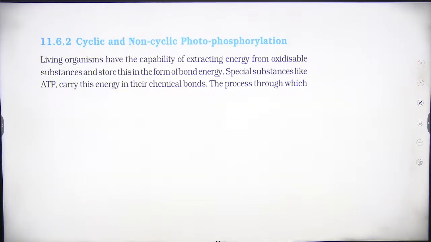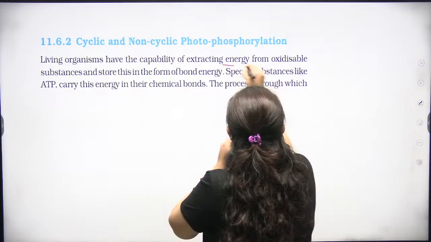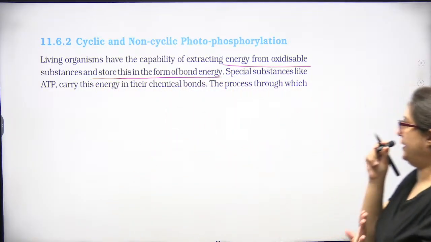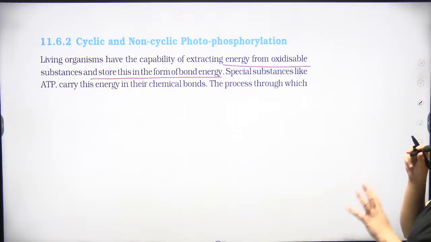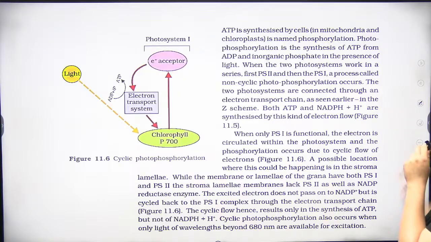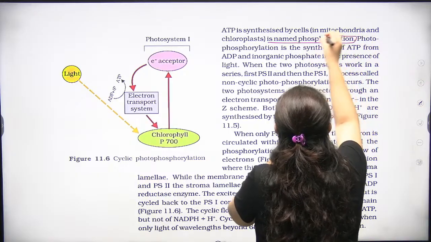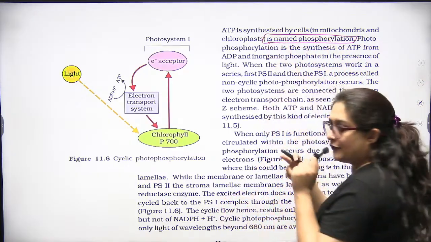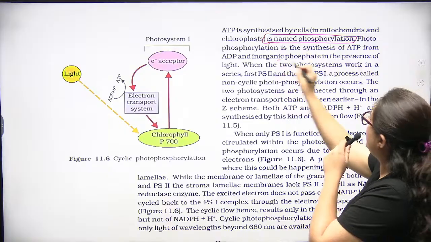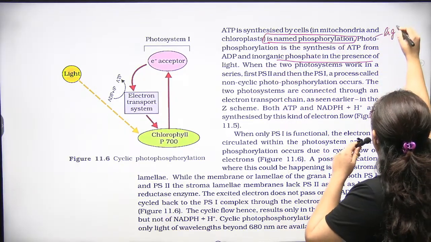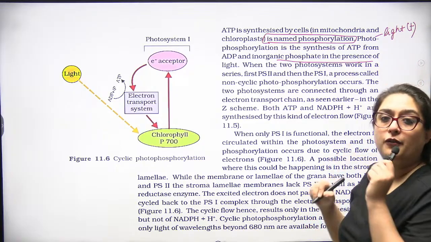Cyclic and non-cyclic photophosphorylation. Living organisms have the capability of extracting energy from oxidizable substances and storing this in bond energy. Special substances like ATP carry this energy in the chemical bond. The process through which ATP is synthesized is named phosphorylation. Photophosphorylation means synthesis of ATP from ADP and inorganic phosphate in the presence of light. That's why presence of light is there.